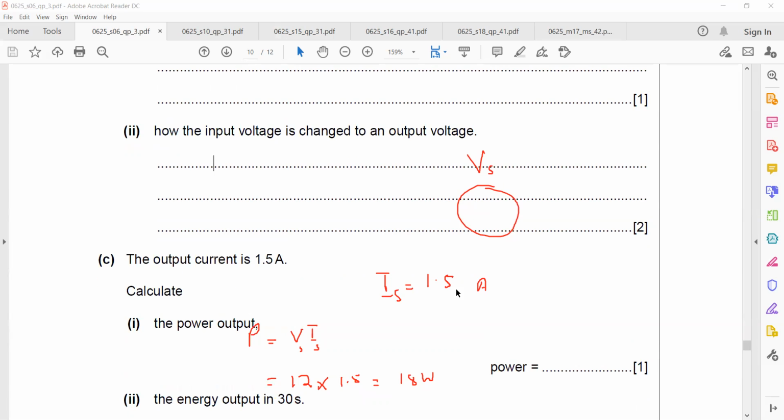And energy supplied in 30 seconds. Energy is power multiplied by time. So 18 multiplied by 30, 18 multiplied by 3 is 54. So that will be 540 joules.